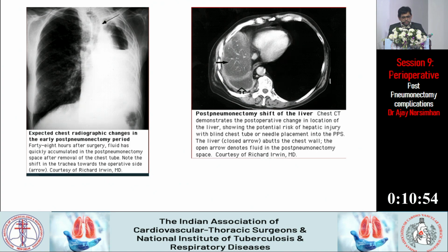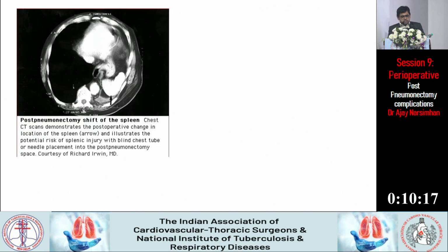a beautiful article about post-pneumonectomy changes: the expected radiographic changes in the early post-pneumonectomy period. At 48 hours after surgery, fluid accumulates quickly, and in the delayed post-pneumonectomy changes the hemidiaphragm is elevated, and you can even see the liver in the thorax. So when a post-pneumonectomy patient comes to you with suspected fluid, it is now almost mandatory not to go in, even for pleural effusion, without image-guided ultrasound. We should be very careful. The needle can enter the heart, the liver, the spleen, wherever. You should be extremely careful. And this is on the left side, where you can see the spleen in the post-pneumonectomy space.